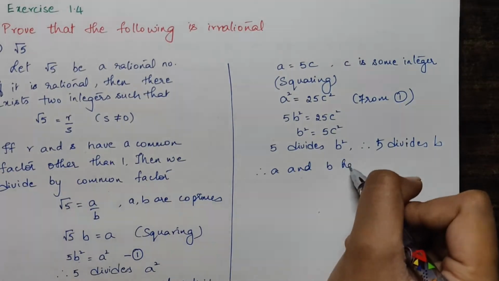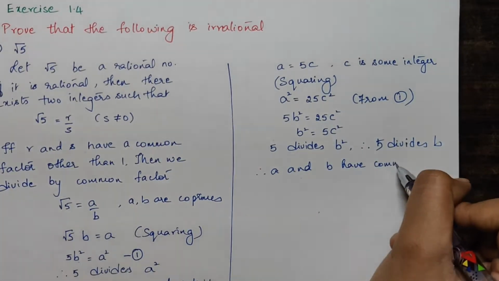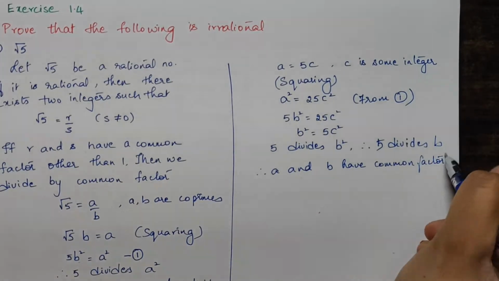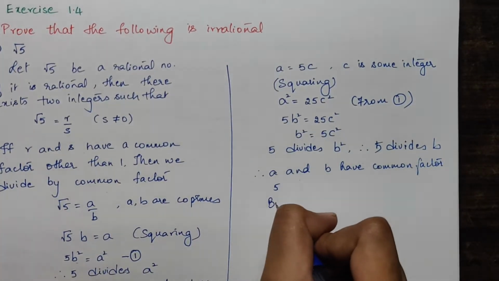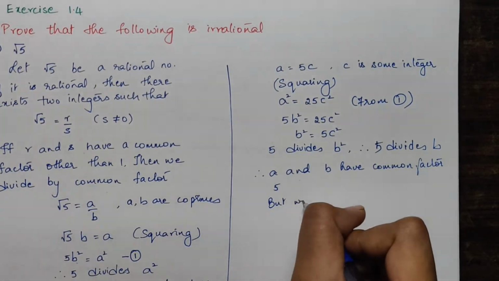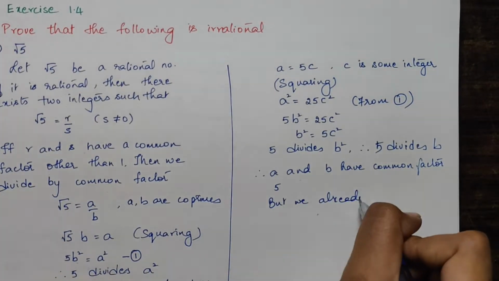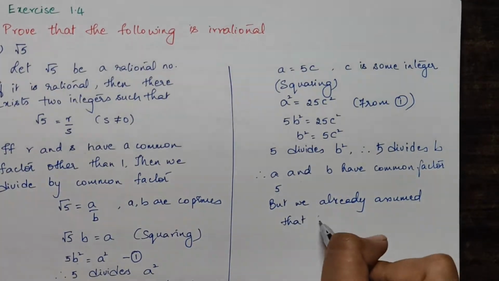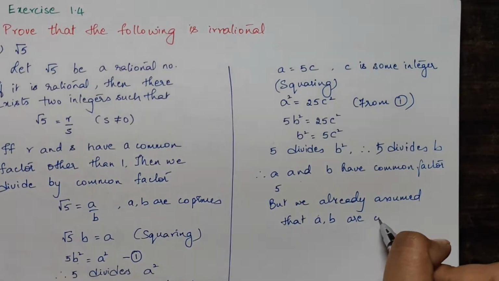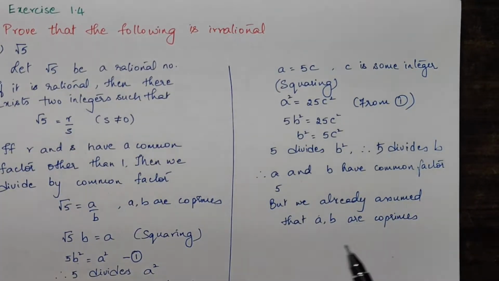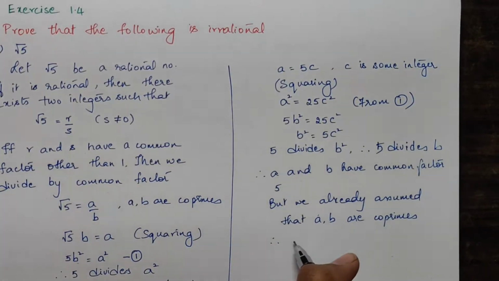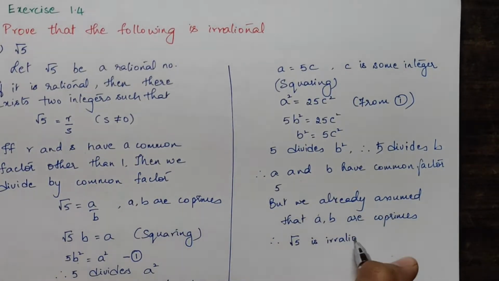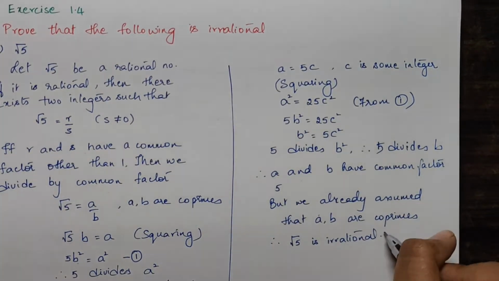A and b have common factor 5, but we already assumed that a, b are co-primes. Therefore, root 5 is irrational, since it's a contradiction.